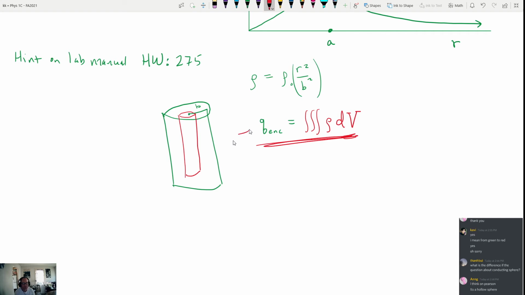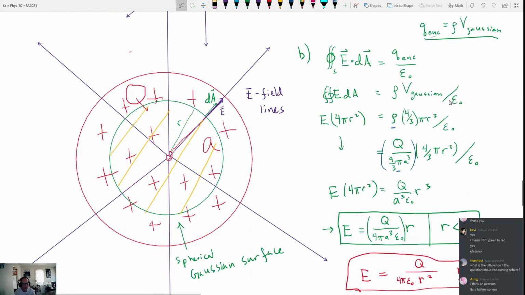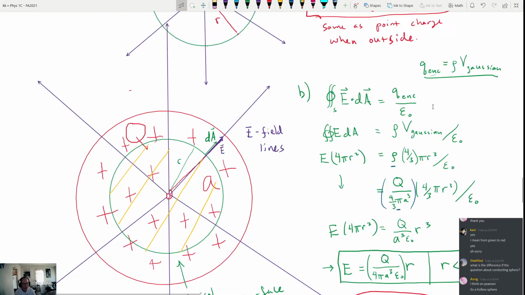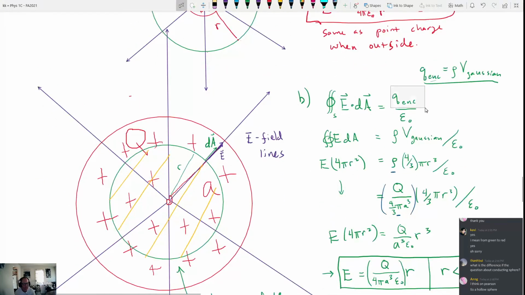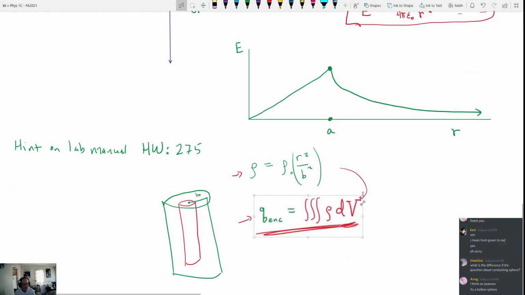But Q enclosed, when you have a non-uniform distribution, you have to do this. If you have a uniform distribution, that's where you can do what we did here. If your rho is a constant, you can always say that charge enclosed is just rho times the volume of the Gaussian. If your rho is not a constant, you have to do an integral to figure out what charge enclosed is. Okay? Something to think about as you're doing your homework in case you get confused.